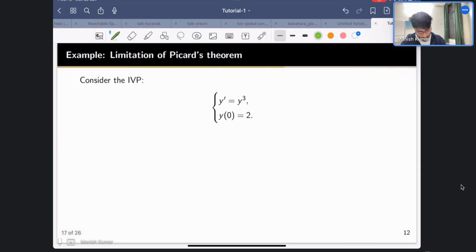So this is the example. You have this IVP. Now try to solve this initial value problem using what you already know from the theory of ODE. So you have y prime.